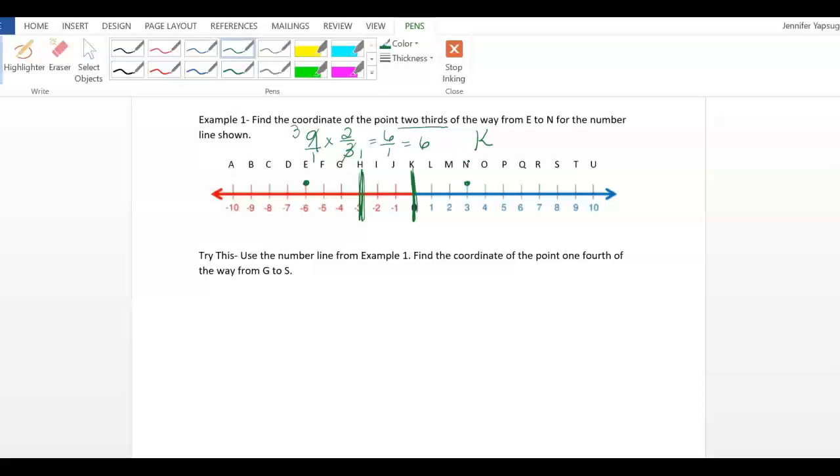All right, so you can go ahead and pause the video to try this example on your own and then hit play and see how you did. So I'm going to run through this example now. I'm going to just change it into a different color so I don't get confused with my number line.